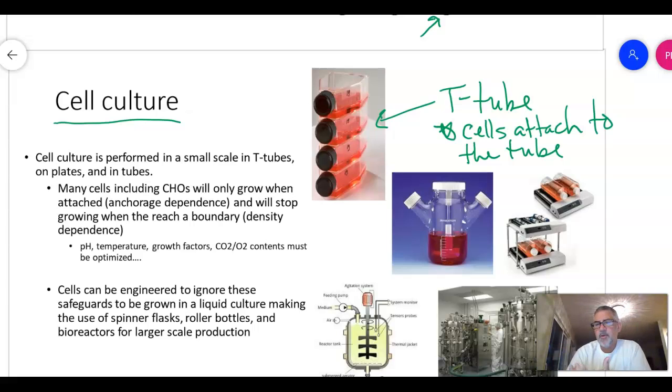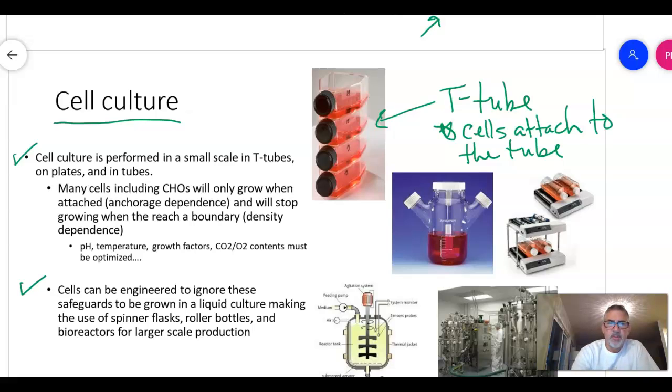But there's a problem with that. I can't go large scale with that, and I'm limited to the space that cells can grow across in a tissue. Once I'm able to do this well, then I can induce these cells to give up anchorage dependence and density dependence, and I can engineer these cells. A lot of the CHO cells are engineered to give up their anchorage dependence and density dependence, and I can grow them in liquid cultures.